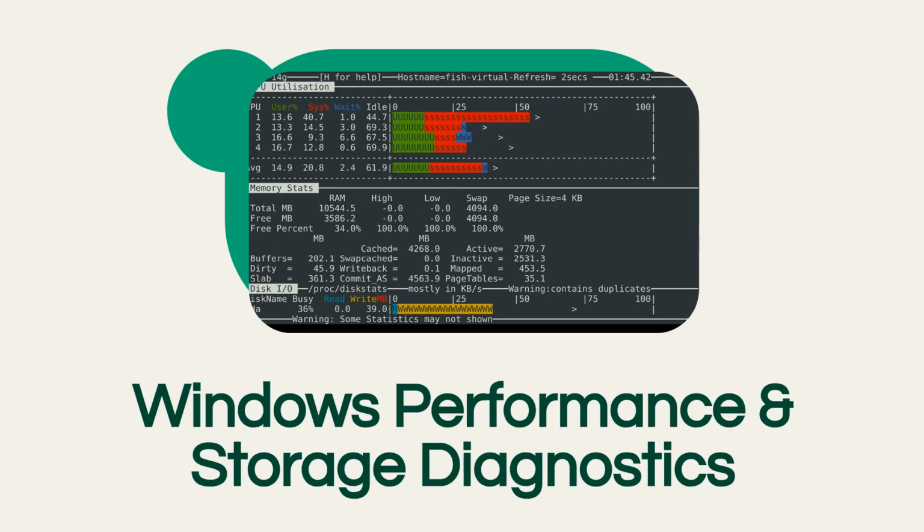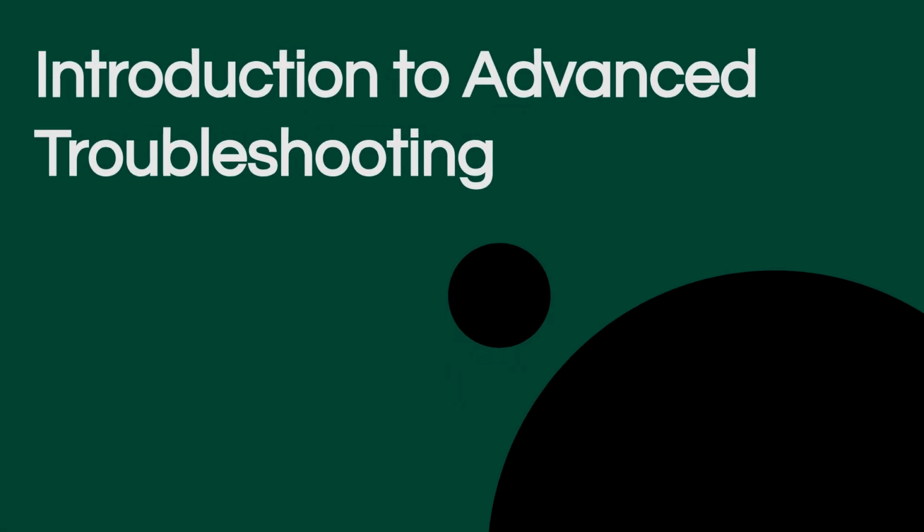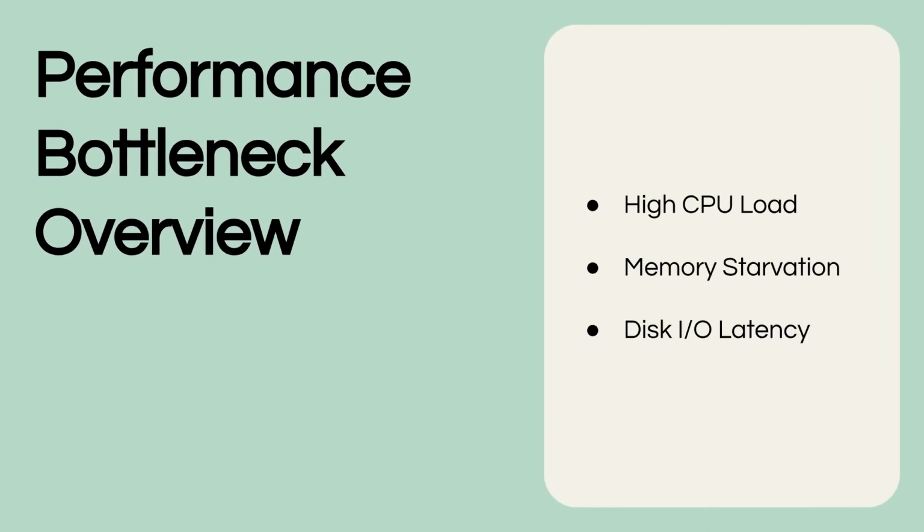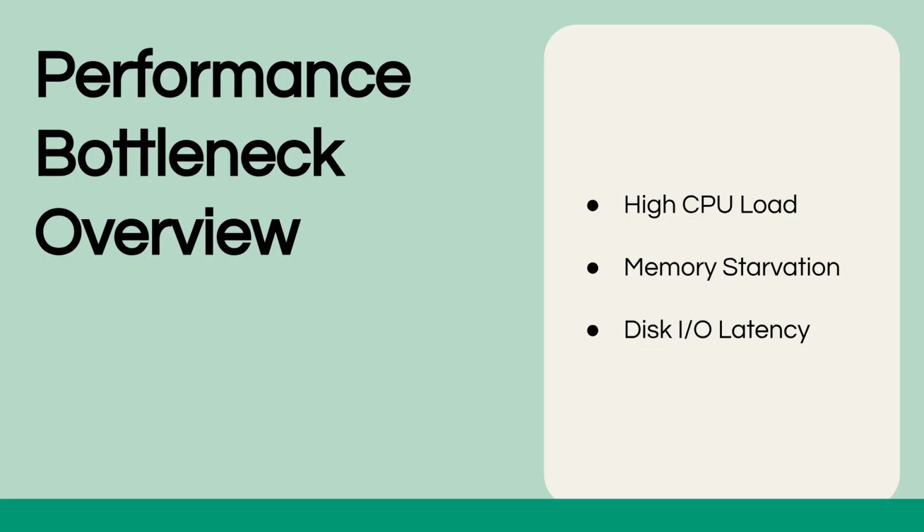Today, we're diving into diagnosing performance bottlenecks. Effective IT support relies on systematic analysis. Let's start by understanding how to identify system performance bottlenecks. We will focus on three key areas: CPU utilization, memory pressure, and storage latency issues.